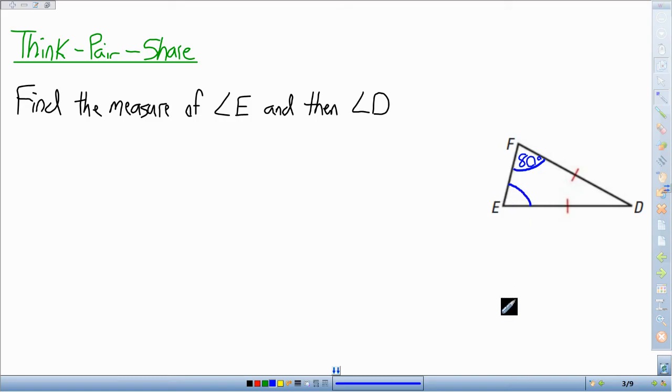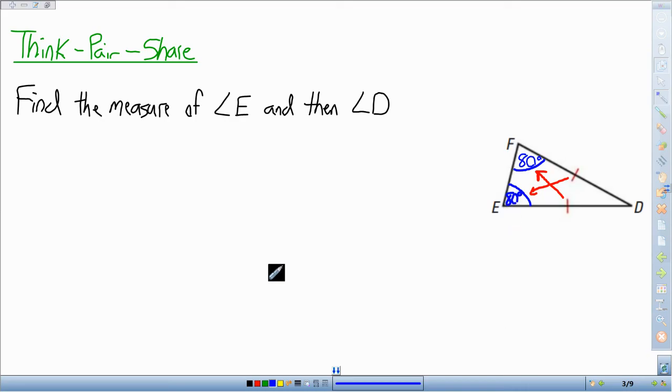Take a guess. Well, here's what we know. This is an isosceles triangle. Since these two side lengths are congruent, that last theorem we looked at tells us that the angles opposite these side lengths are also congruent. So if this thing's 80 degrees, I know this thing's 80 degrees.